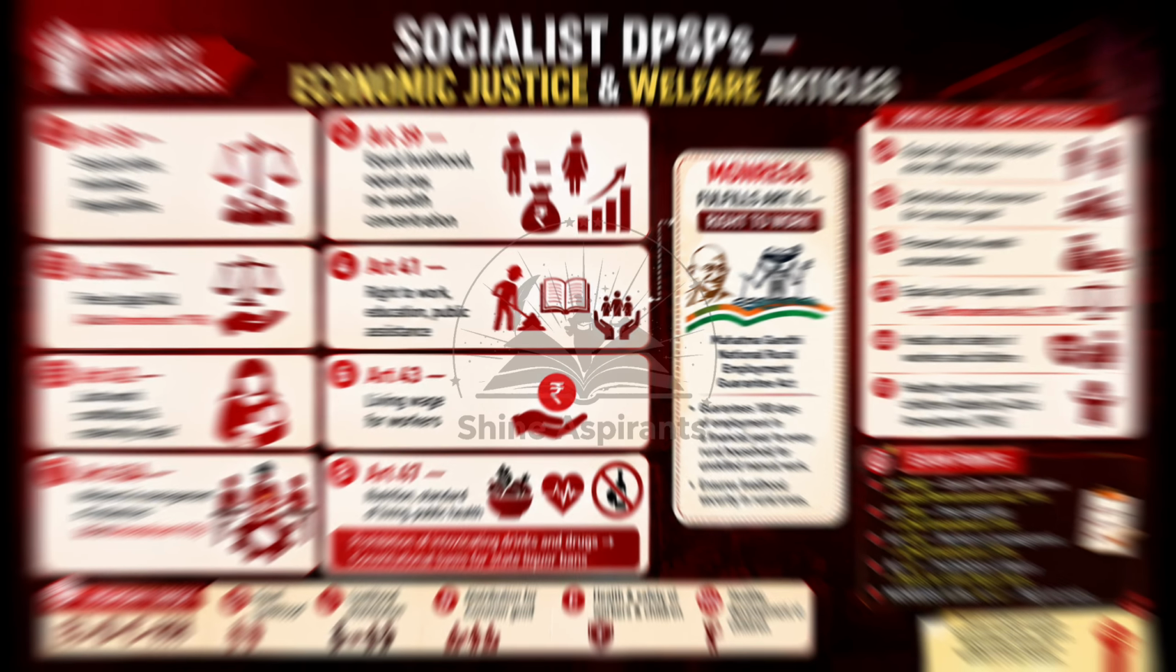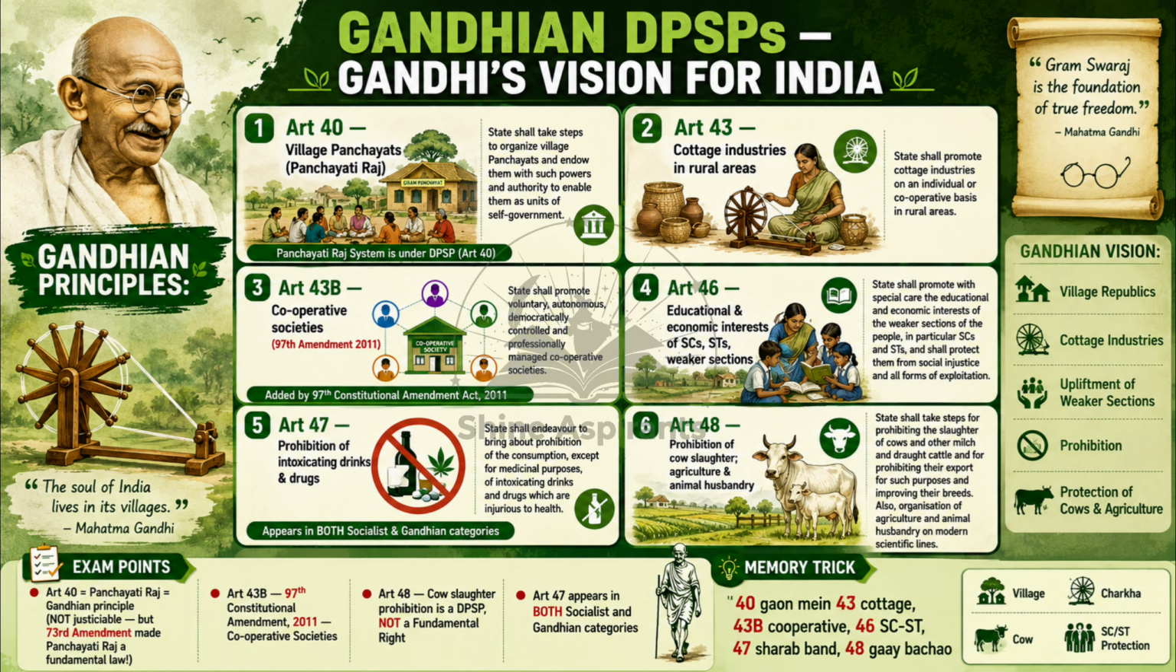Gandhian Principles, Articles. Now let's talk about Gandhian Principles. These are based on Gandhi's vision for India: village republics, cottage industries, prohibition, and upliftment of the weakest sections of society. Article 40, my handwritten notes highlight this specially. The Panchayati Raj system is under DPSP, Article 40. Article 40 says the state shall take steps to organize village panchayats and endow them with such powers and authority to enable them as units of self-government. Beautiful. The entire concept of village self-governance, that's Gandhi's dream encoded in the Constitution.